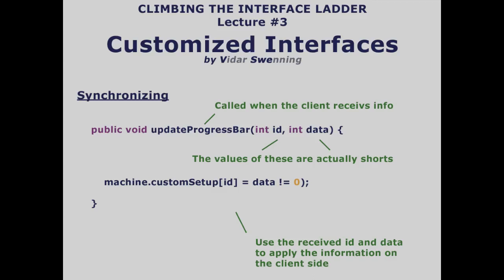In this case, we just do machine.custom_setup. We refer to the index with the ID, and then we use the data to define what we're going to set it with. So we just send it from the server side and retrieve it on the client side. On the client side, we process it and store it.